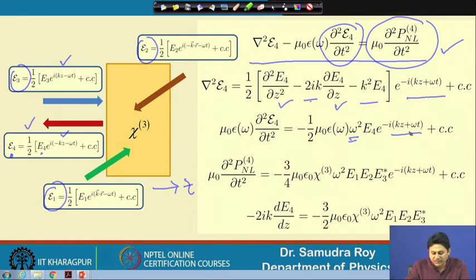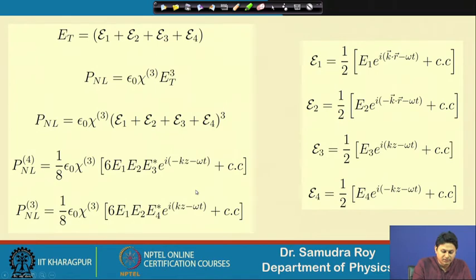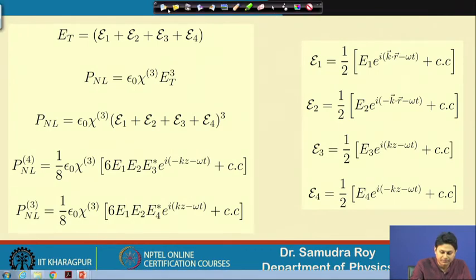And finally, the source term. So, P nonlinear we have already derived in the previous slide. So, let us go back to the previous slide and check what the value was. It was 1 by 8 epsilon 0 chi 3 6 E1 E2 E3 star e to the power i(kz minus omega t). So, if I take a derivative of this term with respect to t, and if I take that derivative twice, then what happens is this omega will come outside and there will be a negative sign, that is all.